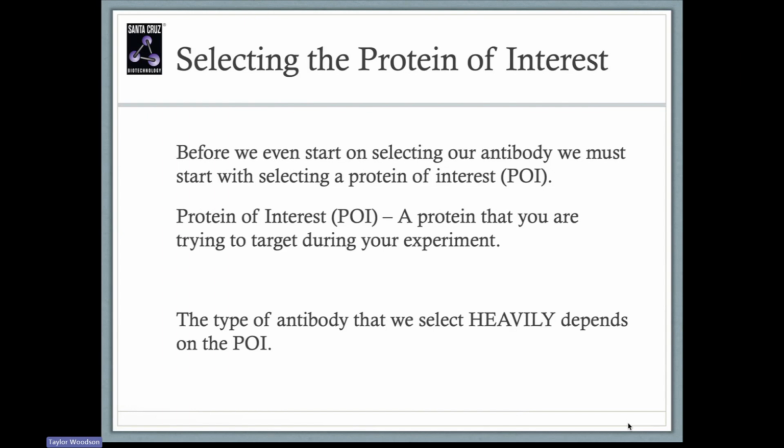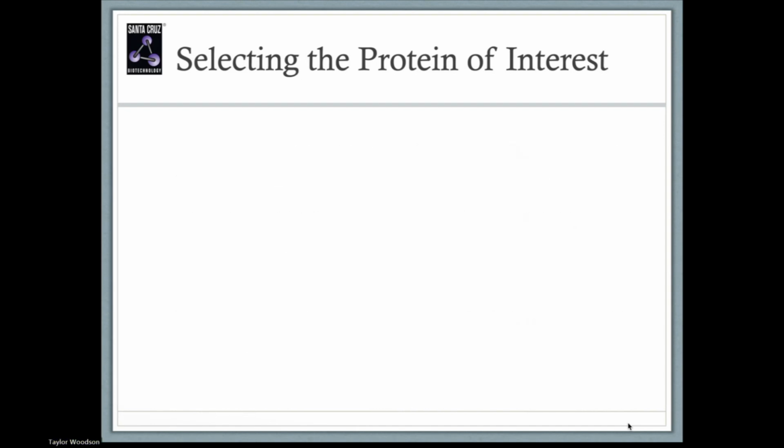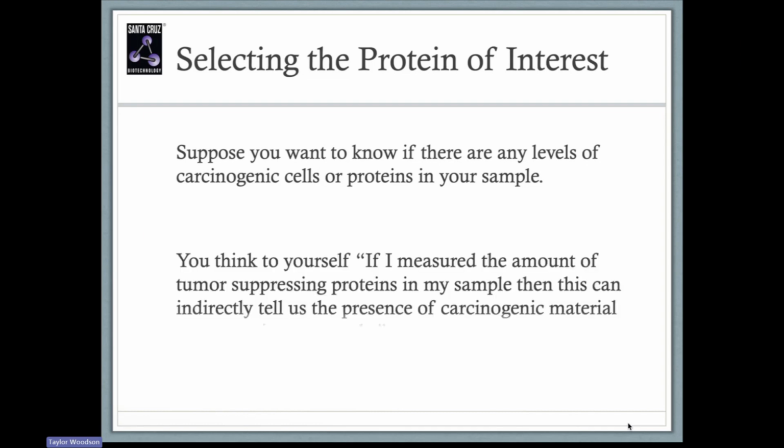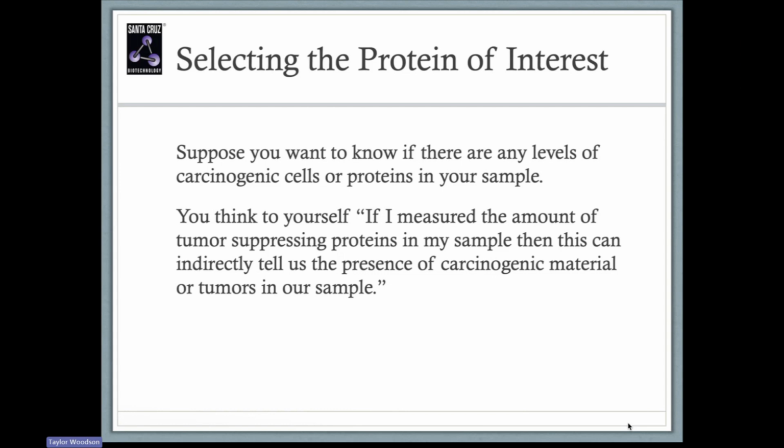This is something you need to get from the researcher or whoever is doing the experiment. They need to tell you what their protein of interest is. So say again, you want to know if there are any levels of carcinogenic cells or proteins in the sample you're working with. You'd think to yourself, if I measured the amount of tumor suppressing proteins in my sample, then this can indirectly tell us the presence of carcinogenic material or tumors in our sample. This is just a thought that a researcher might have.